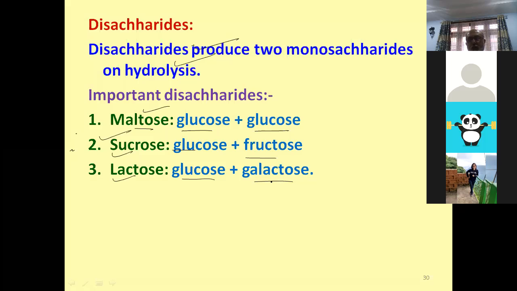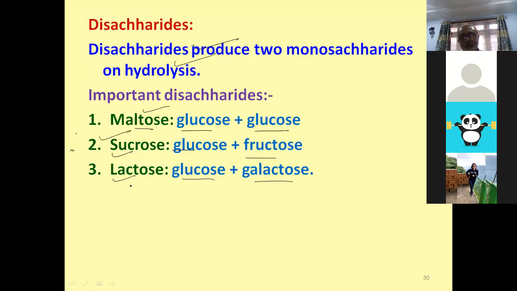What question comes to your mind? Can anybody tell what question will come to your mind? Because as students of chemistry, all of us should be more interested in their structure, not other things. Other things will follow. Reactions and all will be because of their structure. So what question comes to your mind about their structure?